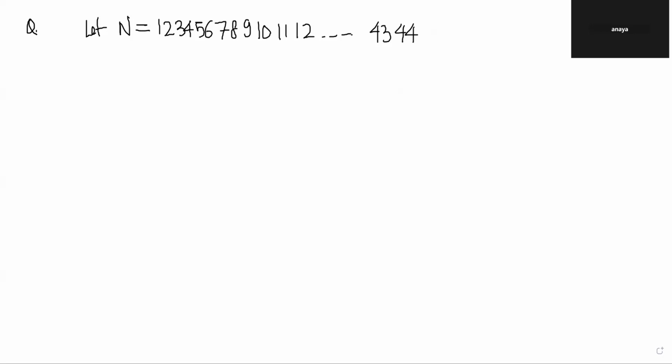It says let n is equal to 1, 2, 3, 4, 5, 6, 7, 8, 9. And after that, there is 10, 11, 12. Like this, you keep writing numbers till 43 and 44. This is a 79 digit number that is formed by writing the digits from 1 to 44 in order.